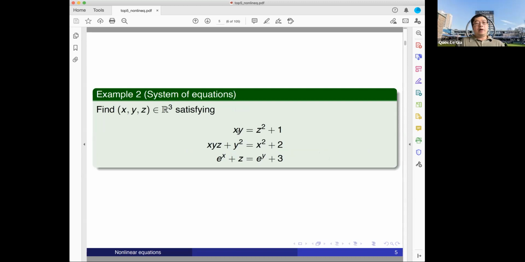And then a system of equations. Here, suppose you try to find x, y, and z, the unknowns, that satisfy 3 equations at the same time. So you see, this is a system of nonlinear equations.